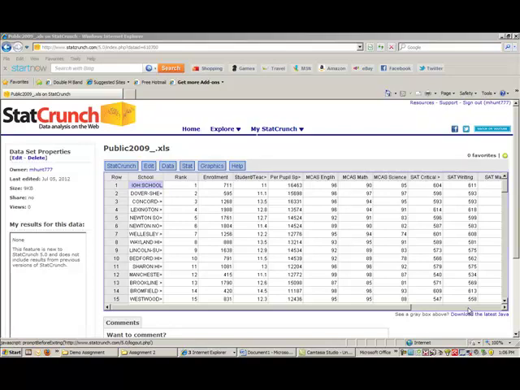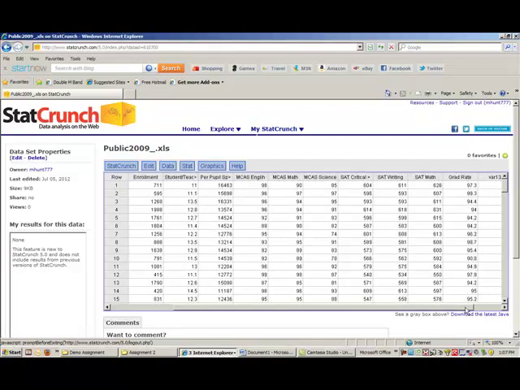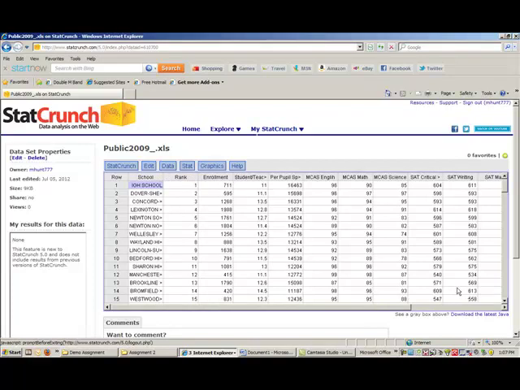In this video, we'll talk about using StatCrunch to get correlation coefficients, simple linear regression lines, and do some interpretation. I have loaded the public school data that we used in Assignment 1. Once again, variables include the enrollment at the schools, the student-teacher ratio, per pupil spending, MCAS English, Math, and Science scores, some SAT scores, and finally a graduation rate.